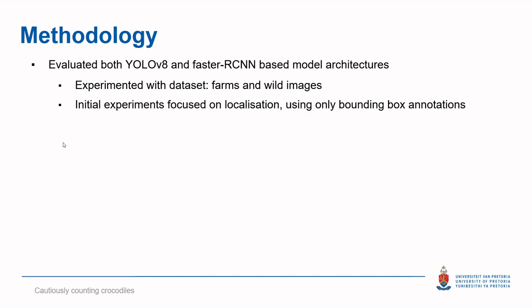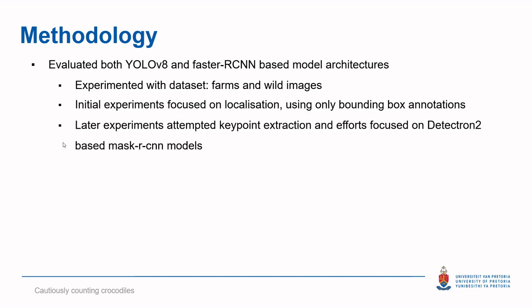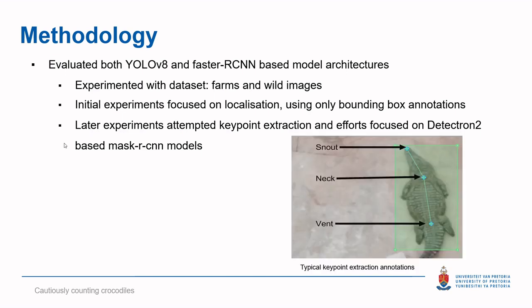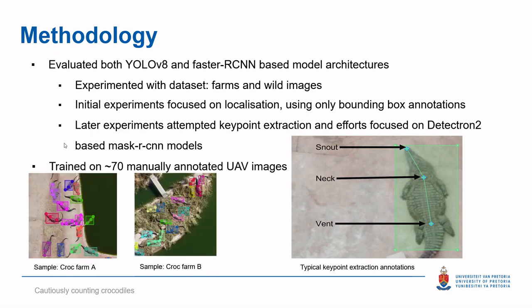We then evaluated the YOLO V8 and faster RCNN-based model architectures. We varied the data set looking at farm only, wild images only, as well as a combination of farm and wild images. Initial experiments only focused on the localization of the crocodiles. We used this to identify our best performing model, which was the Detectron 2-based mask RCNN model, and thereafter focused on key point extraction. As we can see, we annotated the snout, neck, and vent of the crocodiles, and we annotated approximately 70 drone images.